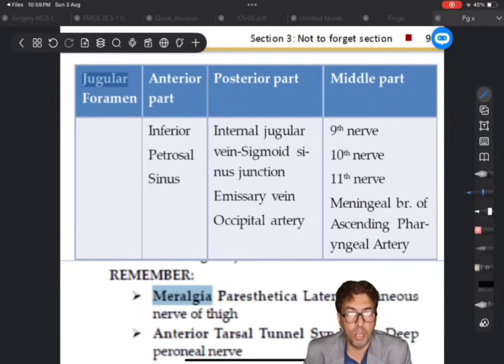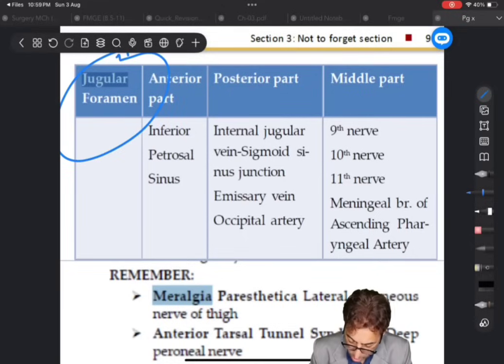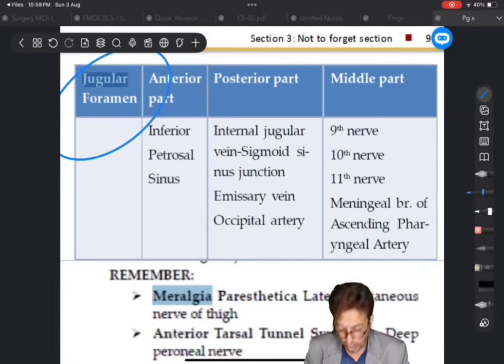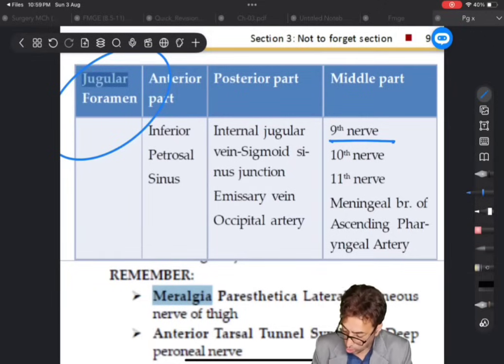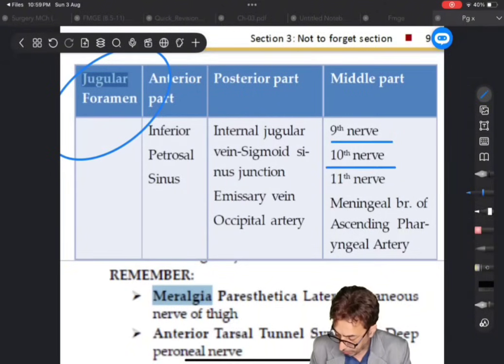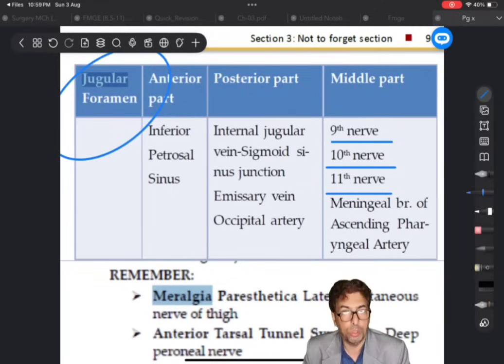What are the contents which pass through the jugular foramen? As you can see over here, there is the jugular foramen, and here we have mentioned in detail what passes through the anterior part, the middle part, and the posterior part. You have to remember the nerves asked: the 9th, 10th, and 11th nerves. So we are well aware of the glossopharyngeal, the vagus, and the accessory nerves which pass through the jugular foramen. That was the first question in anatomy.